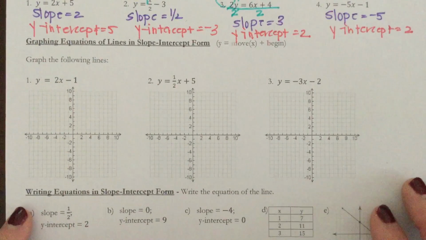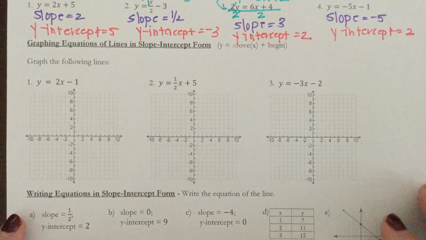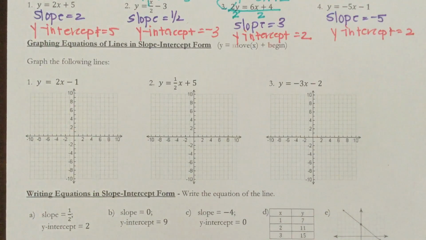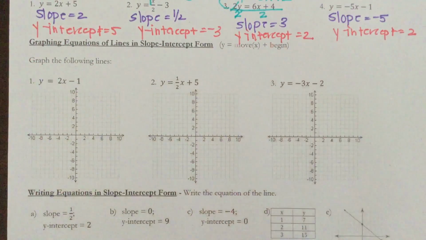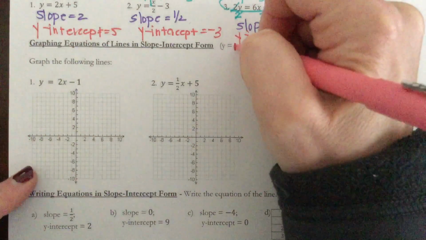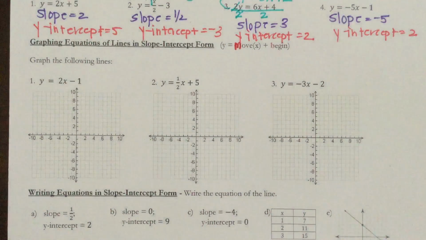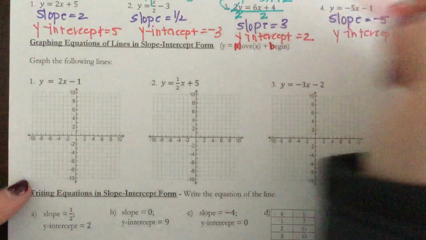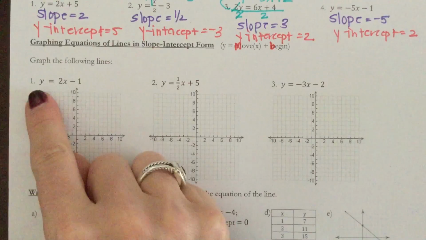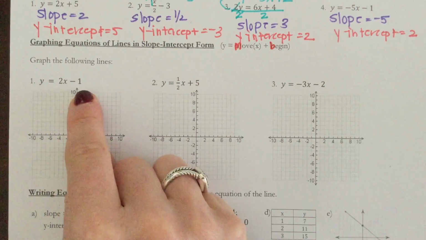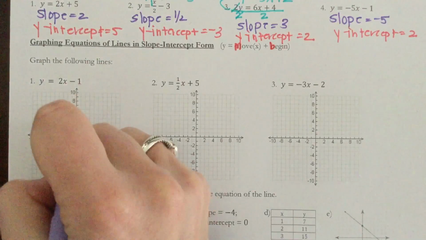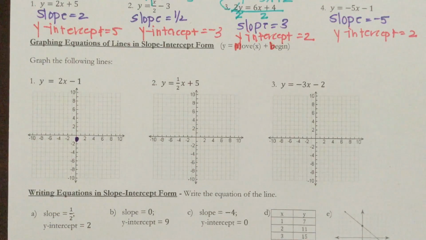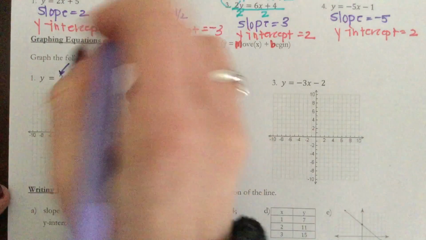Another thing that you learned in the video was how to graph a line that is already in slope-intercept form. y equals mx plus b. When I think about graphing, I think about that m standing for move and that b standing for begin. y equals mx plus b means I am going to begin with my y-intercept of -1. Put a point there on the graph. The slope of this equation is 2. The coefficient of x is 2.